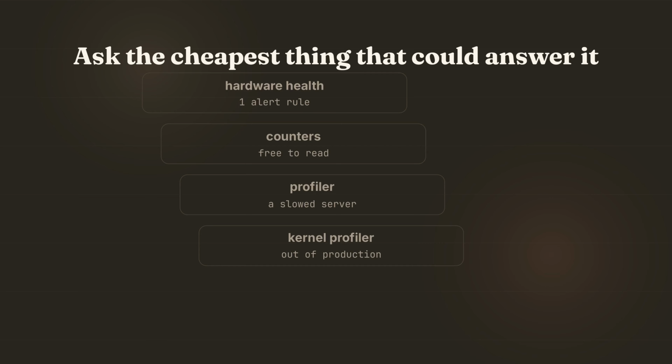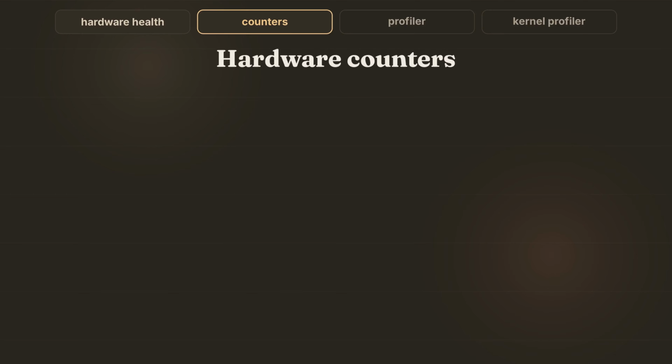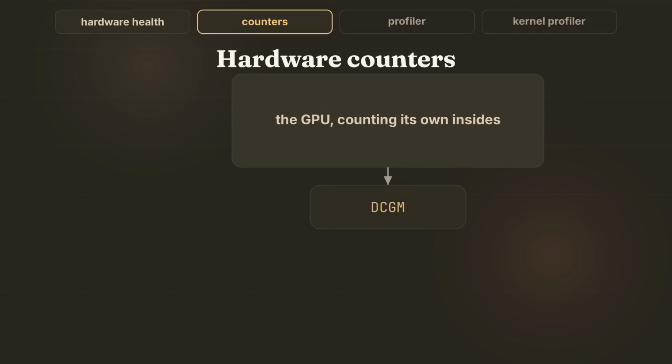You ask the cheapest thing that could answer the question, and you only pay for the next one when that comes back with nothing. So the cheap one first, and these are hardware counters. And by that I mean numbers the GPU keeps about its own insides, sampled a few times a second by an agent running beside your server. On NVIDIA hardware, that agent is DCGM, and it will very likely be deployed wherever your GPUs are because the cluster uses it for health monitoring anyway.